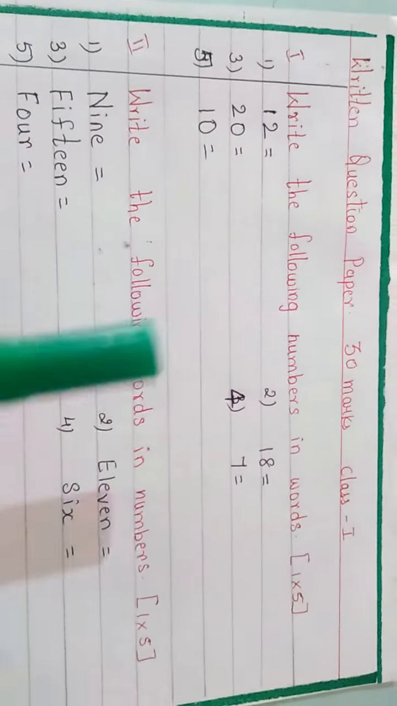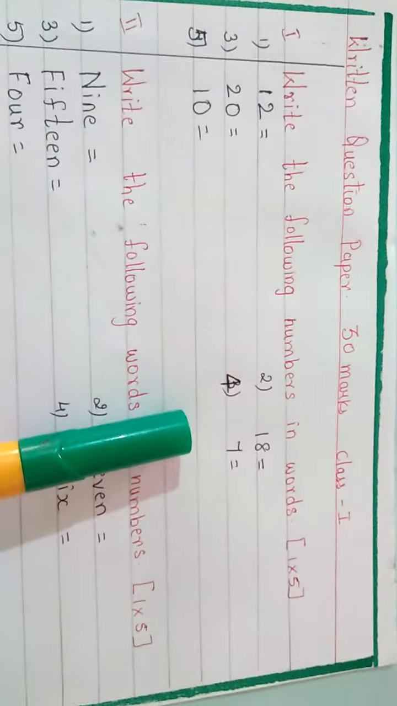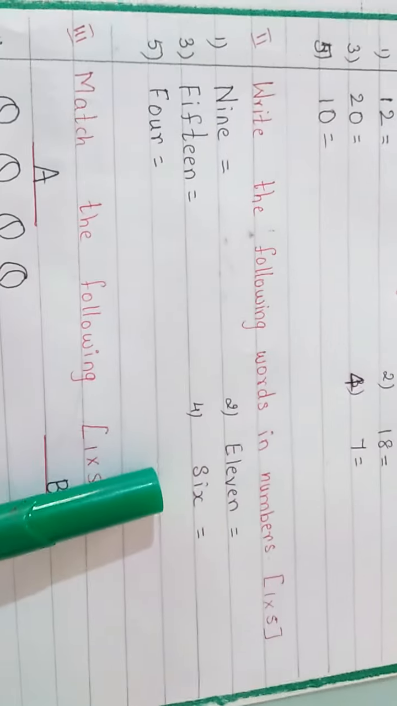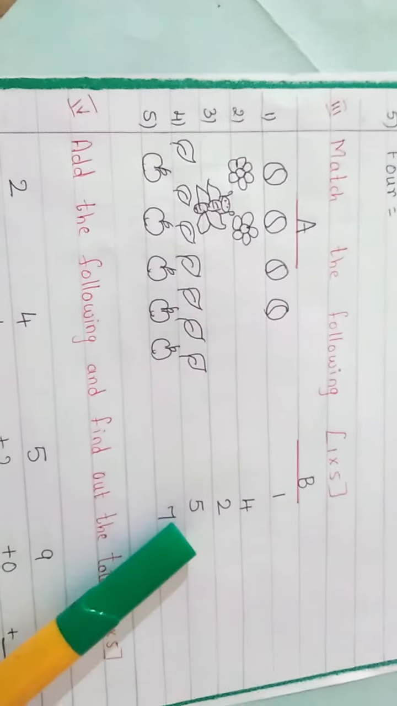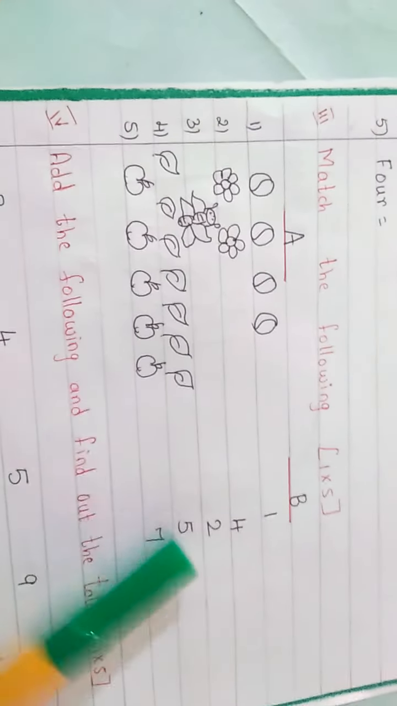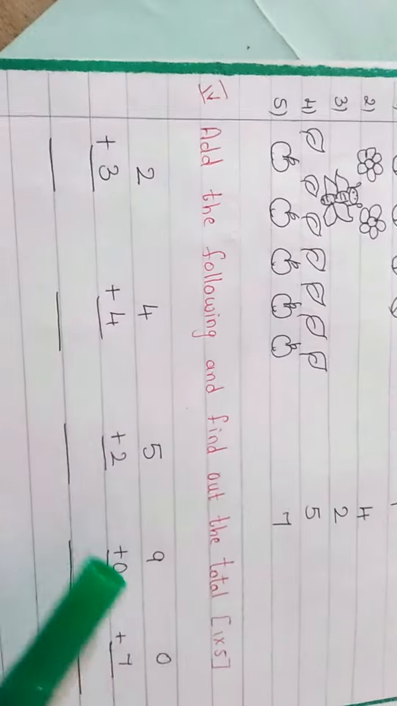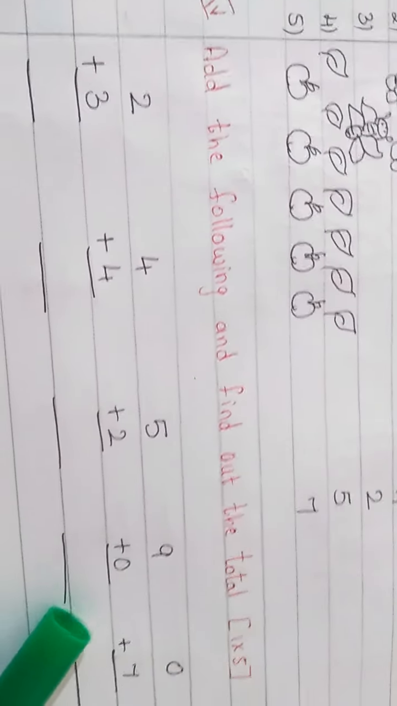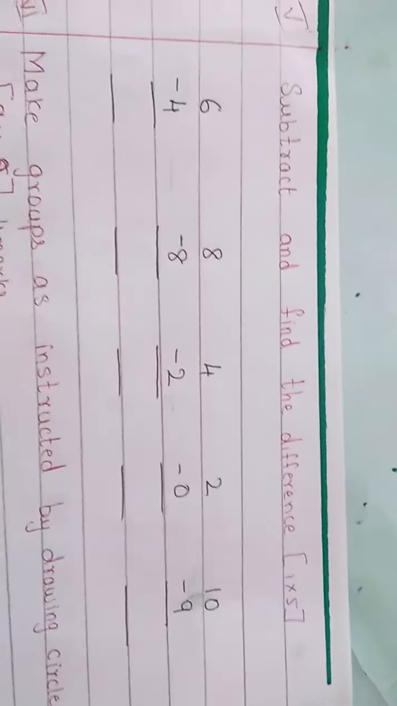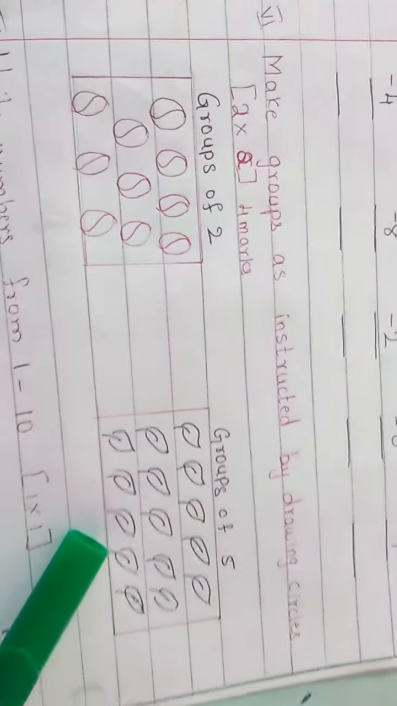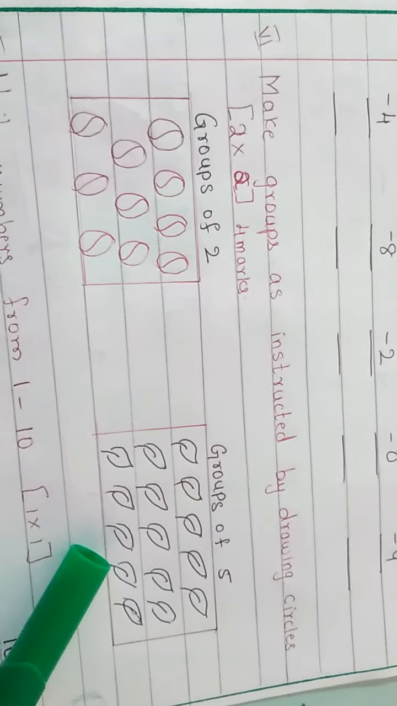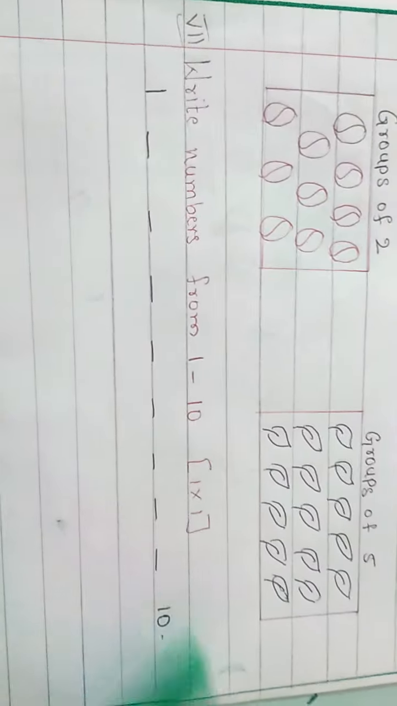Now let's see the written one. So this is the first main question carrying 5 marks. The second main question for 5 marks. Third main question for 5 marks. Fourth main question for 5 marks. Fifth main question for 5 marks. This is the sixth main question for 4 marks. The last question for 1 mark.